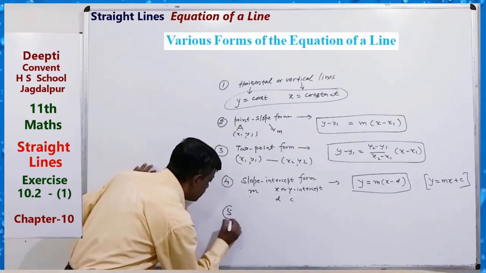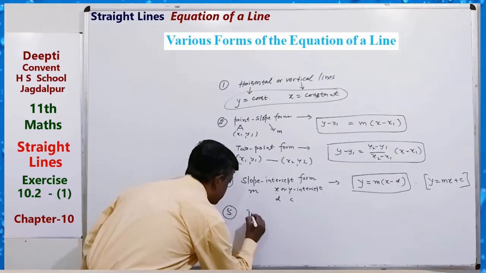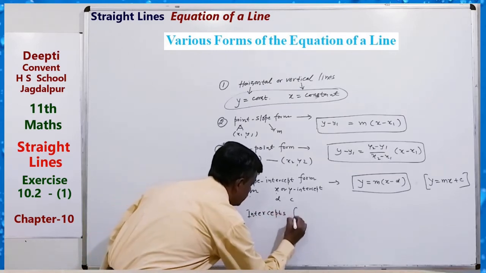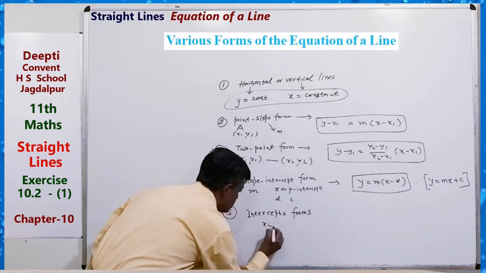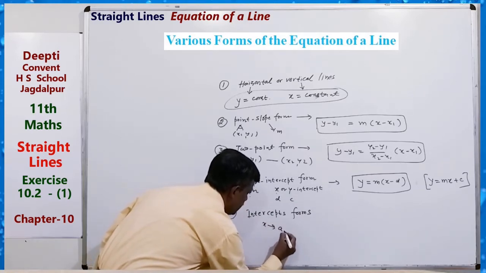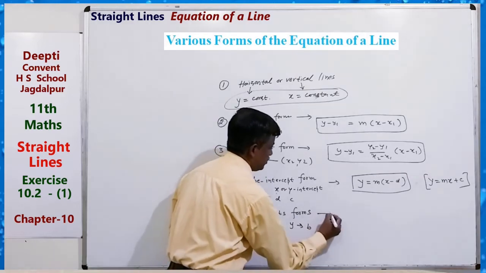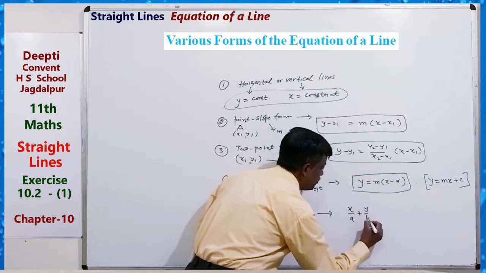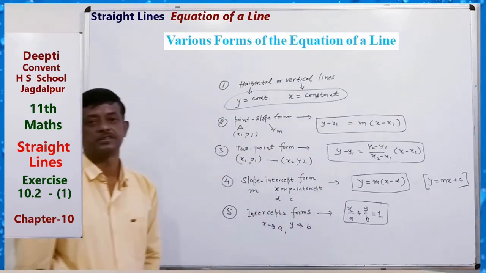Fifth, intercept form, with both intercepts. Intercepts form means x intercept a and y intercept b, then x by a plus y by b equals 1. This is a straight line.